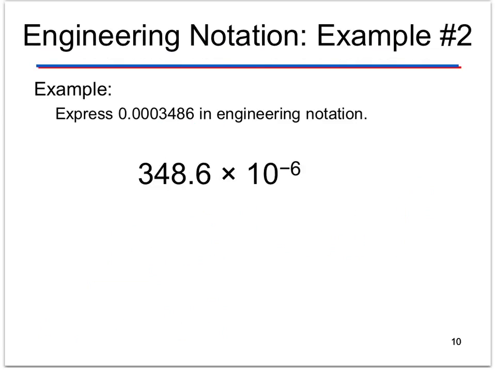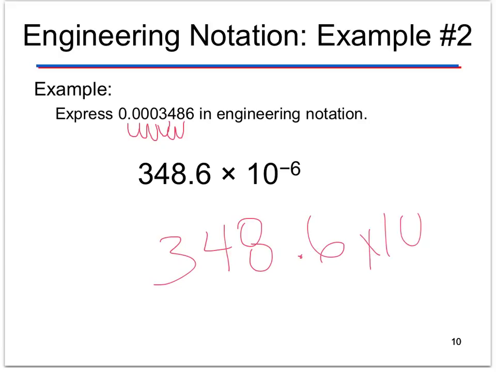So let's do example 2 now. I'm going to move this one to the right, so I know it's going to be a negative number. It's going to move 1, 2, 3. Oop, I lost my count. 5, 6. All right. So 348.6 times 10, and I moved it to the right 6 places, so it's going to be negative 6. There you have it.